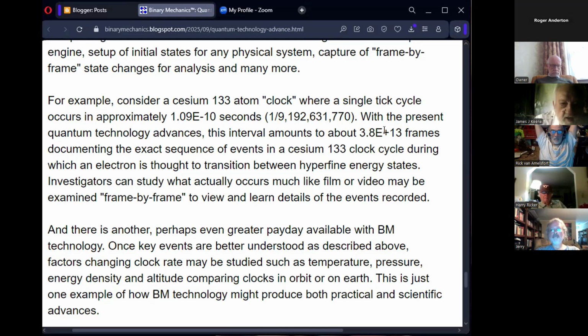We've got almost 4 times 10 to the 13 frames documenting the exact events during which an electron is thought to transition between hyperfine energy states. Investigators can study what actually occurs, much like film or video may be examined frame by frame to view and learn details of the events recorded. I remember on social media in the last year or so, with the assassination attempt in Pennsylvania of the US president, people were gathering videos and looking frame by frame in these videos to find details of what was going on.